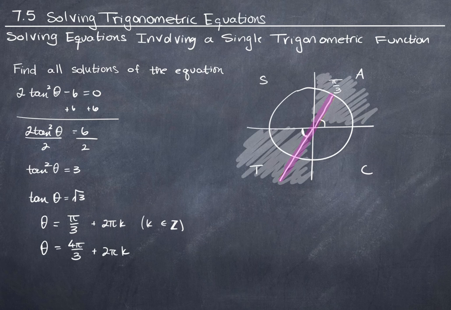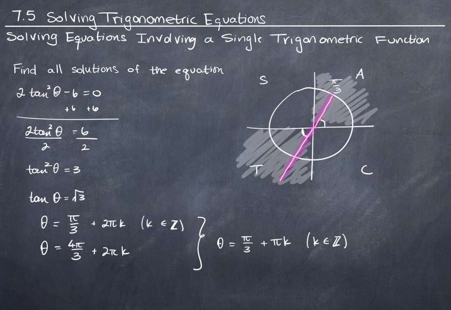And that means that another way to write this solution is theta equals pi over 3 plus 1 pi k, or just plus pi k. I do still need to include k is an integer. So I can either write both of these two lines, or I can write it as a single line. But you need to make sure you change the plus 2 pi k's to plus pi k when you do that.